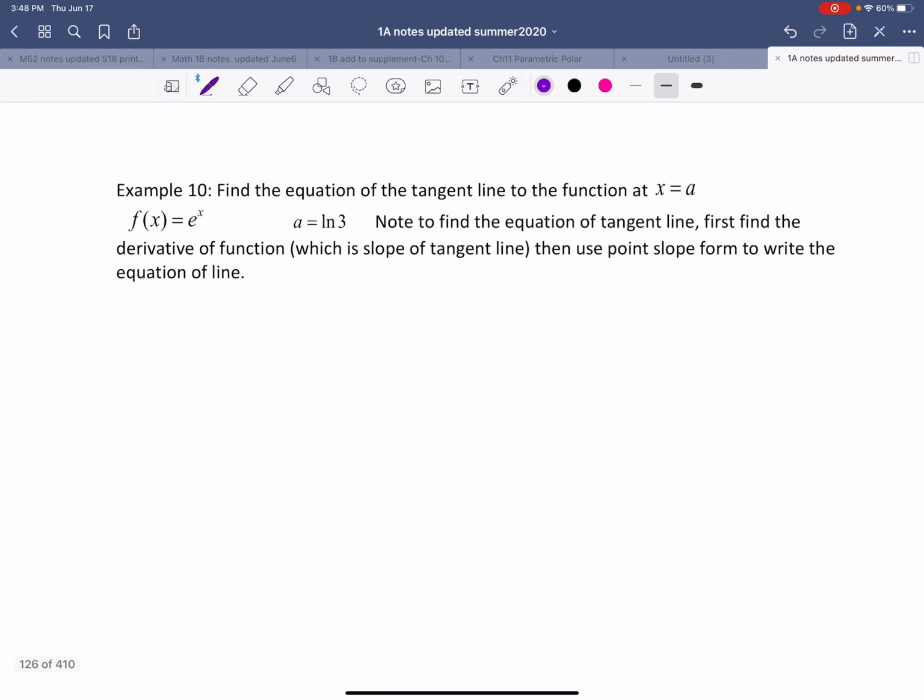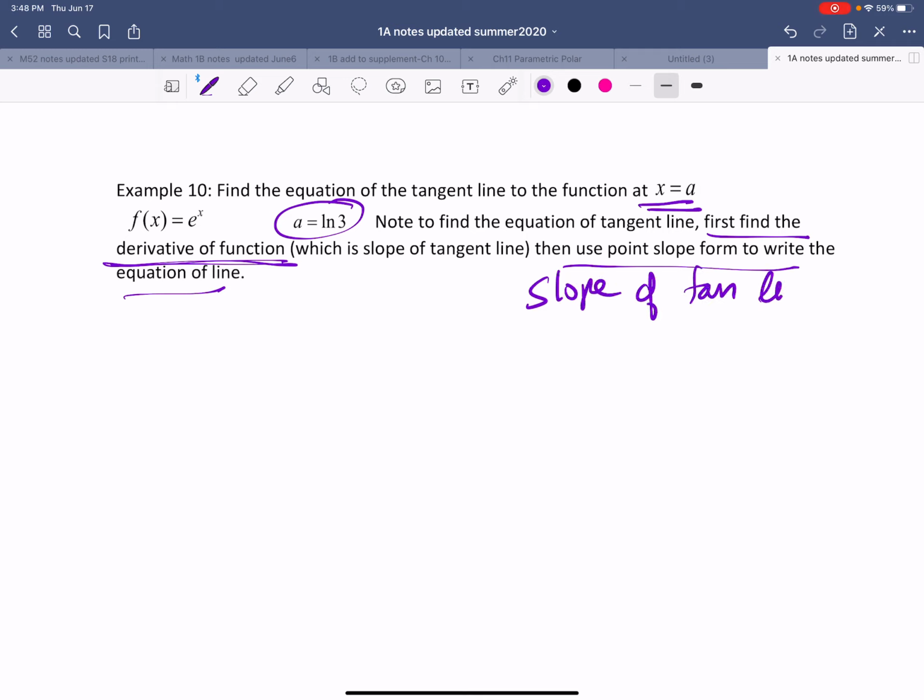Right? Find the equation of the tangent line to the function at x equals a, where a is natural log of 3, and f of x is e to the power x. Okay, so to find the equation of the tangent line, we have talked about first we need the derivative of the function, then we use the point slope form to write the equation of the line. So we need the slope of the tangent line, which is the derivative, which is going to be f prime of x, and then we also need a point on the line.